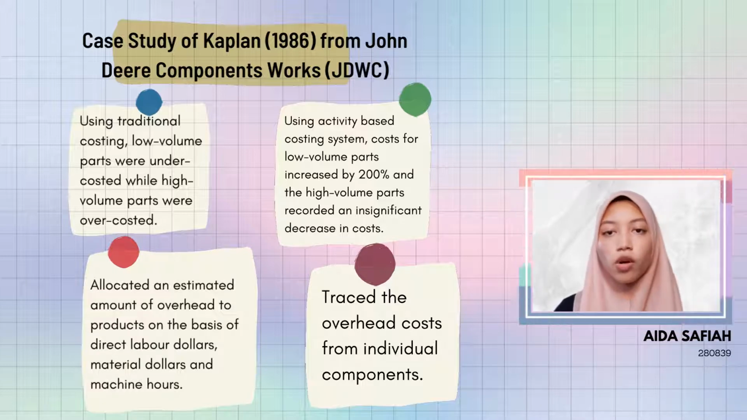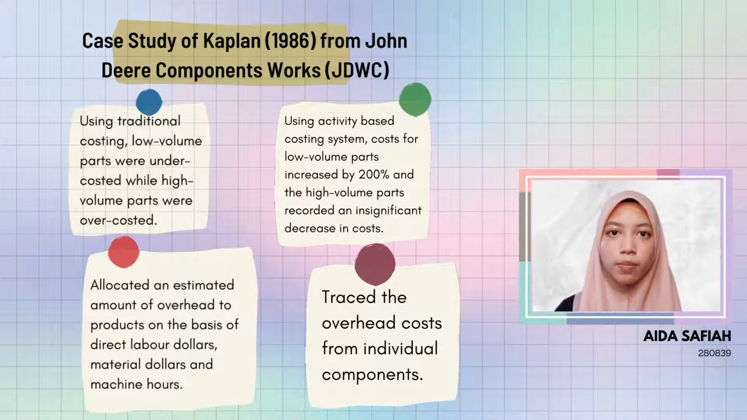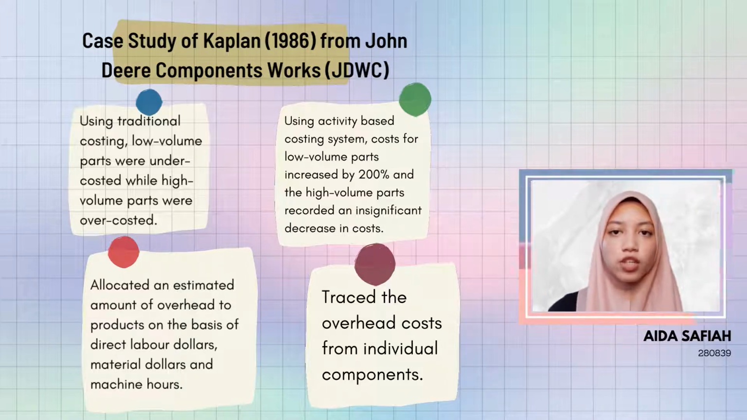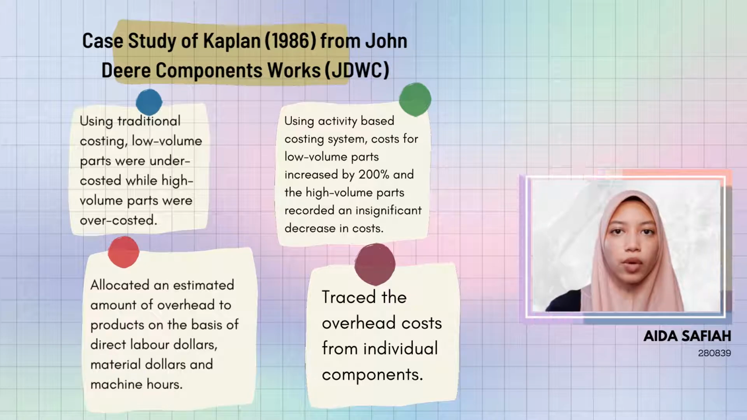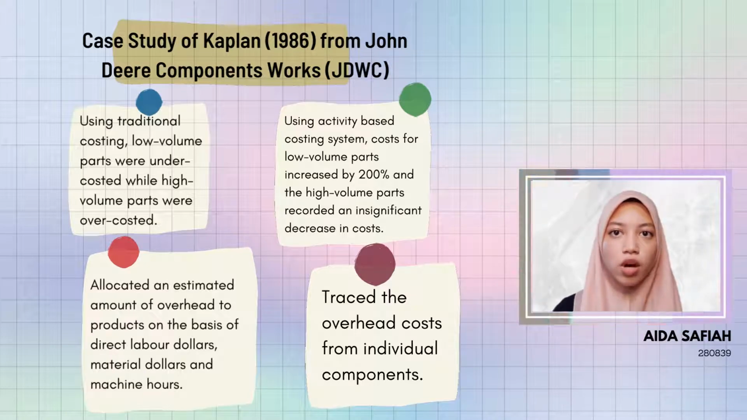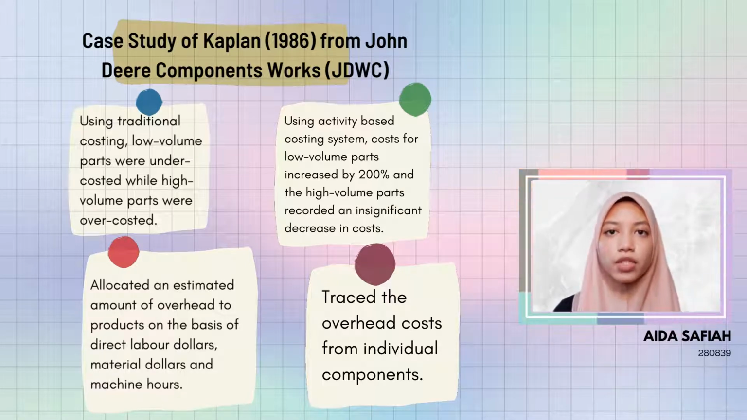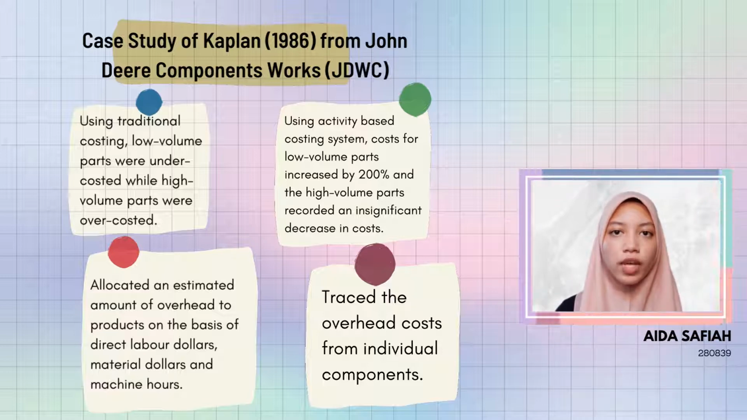Although the total amount of overhead cost was the same in both costing systems, the traditional system allocated an estimated amount of overhead to products on the basis of direct labor dollars, material dollars, and machine hours, while the activity-based cost system traced the overhead costs from individual components.